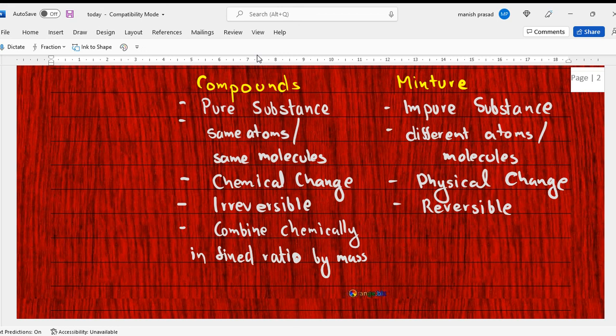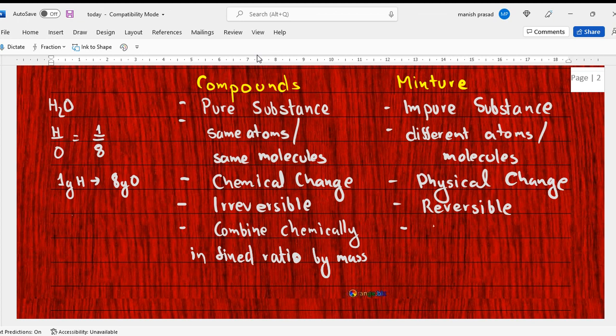For example, if I take water made from ice, or the water that comes from the RO, or the water that comes from the tap, anywhere I take the water, the ratio of hydrogen and oxygen by mass will always be 1:8. Means in any molecule of water, if there is 1 gram of hydrogen, there would be 8 grams of oxygen. That is the meaning of combined chemically in a fixed ratio by mass. And mixture, that means it can be combined in.